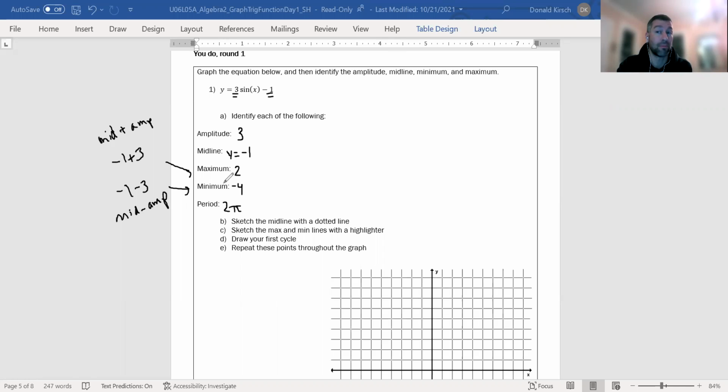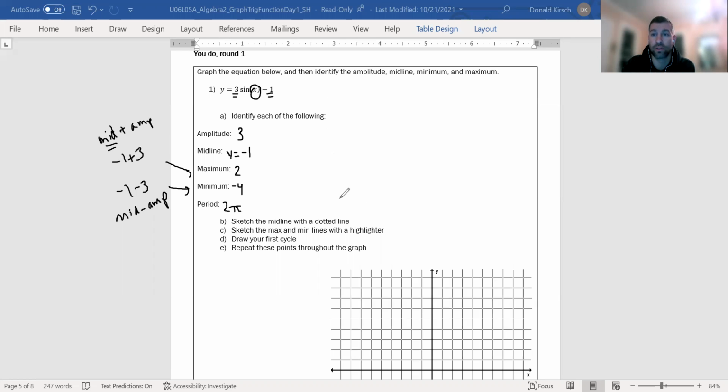Your maximum and minimum can be found by just taking your midline and adding the amplitude or subtracting the amplitude. Remember, that's the distance from the middle. So if I add 3 to it, I get 2. If I subtract 3, I get -4. And your period, again, has not been changed. We're going to leave that as 2 pi. Now we're going to put this all on our graph using those features that we've already identified.